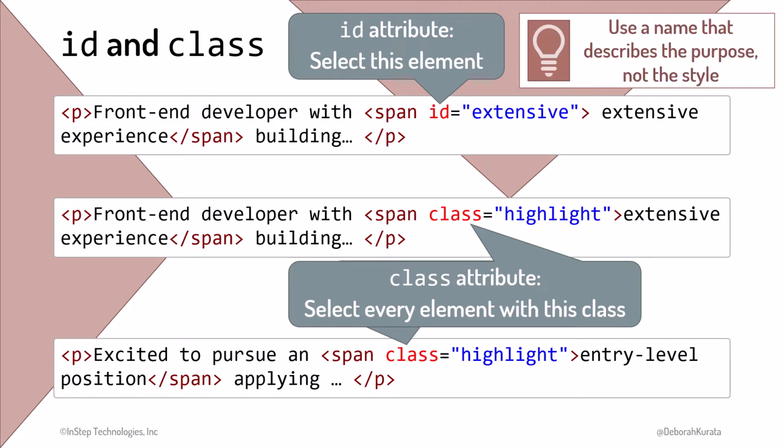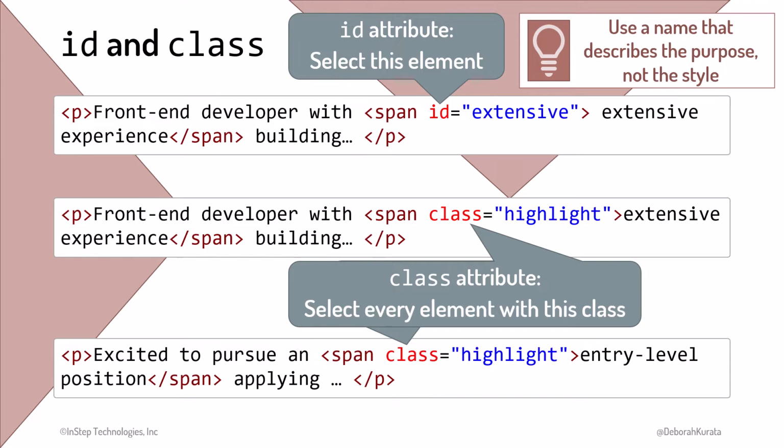Here's a tip. When defining class names, use names that describe the purpose of the class, not the style. For example, highlight, not yellow. That way, if the style changes over time, the class name still makes sense. Note that a class name is case-sensitive and must exactly match on each element.